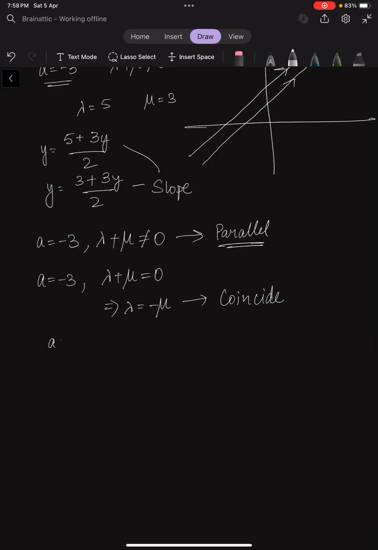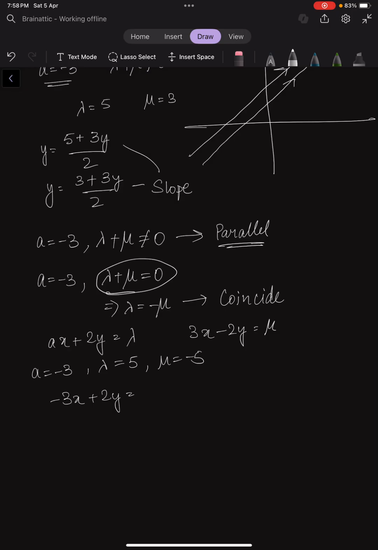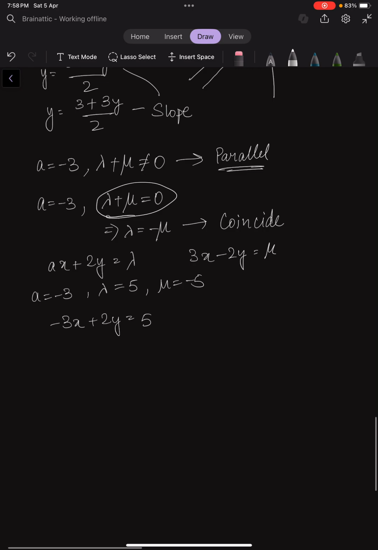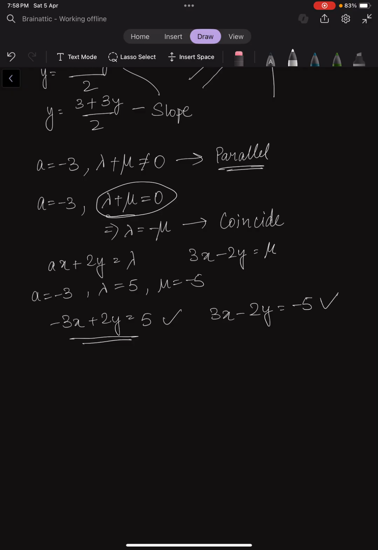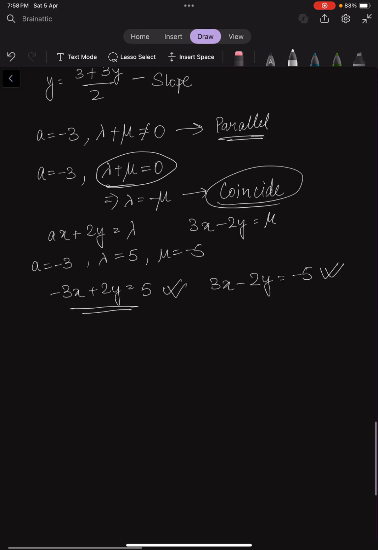So we are having ax plus 2y is equal to lambda and 3x minus 2y is equal to mu. This is given to us. Now I'm saying that a is equal to minus 3, which means minus 3x plus 2y, and let me take the example of lambda equal to 5 and mu is equal to minus 5 because I'm trying to solve for this case. So this is my first equation, and 3x minus 2y is equal to minus 5. Now if you're smart enough, you can directly see that these two equations are nothing but the same. So they will coincide.